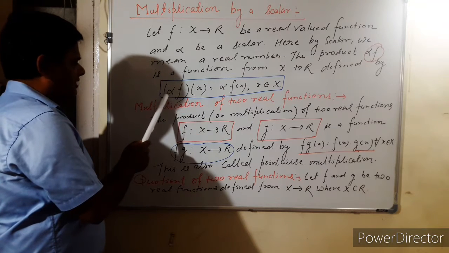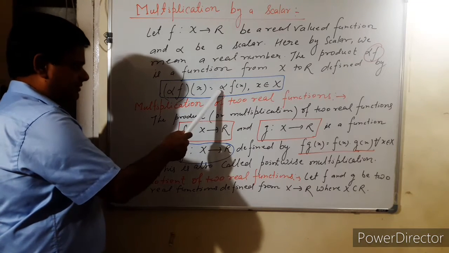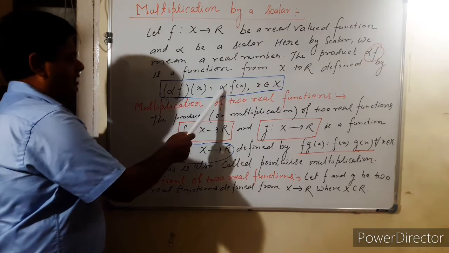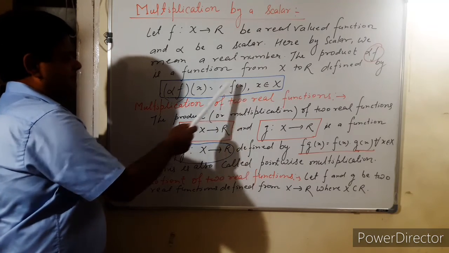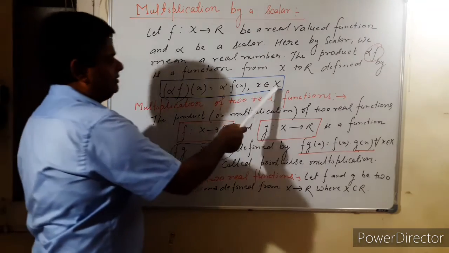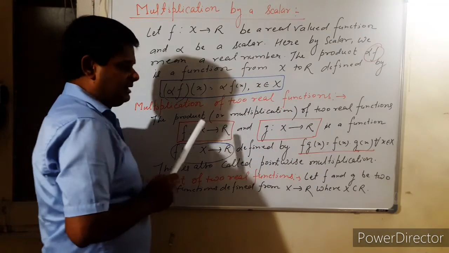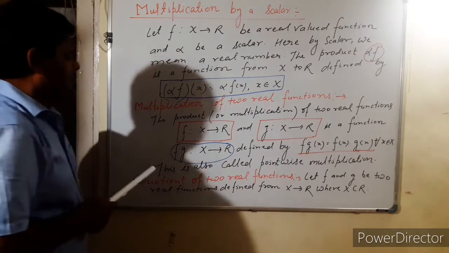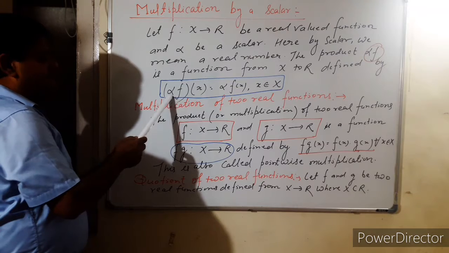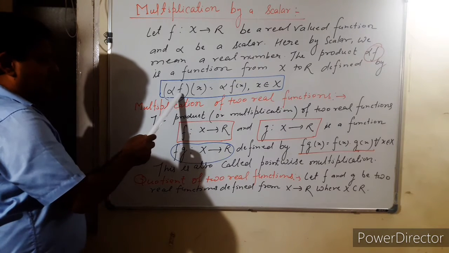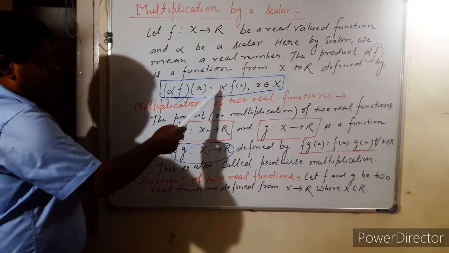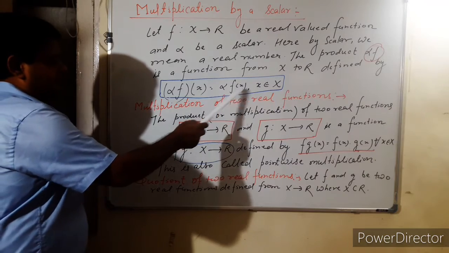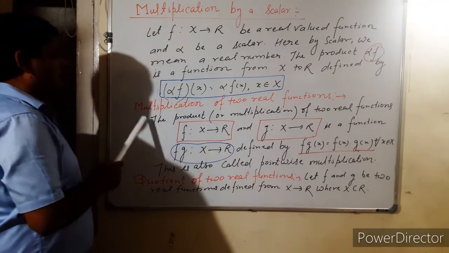(alpha f)(x) = alpha f(x). Here alpha is a scalar quantity, so alpha is outside, alpha f(x), where x belongs to capital X. So this is the formula: (alpha f)(x) is equal to alpha f(x), where x belongs to X.